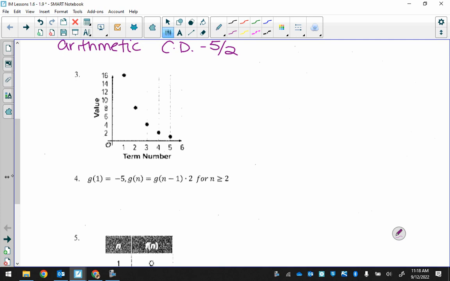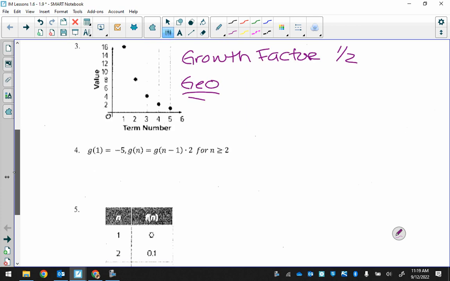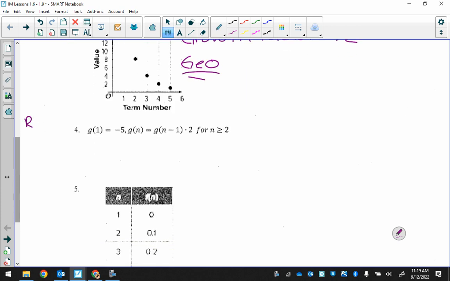Geometric. Yep. The growth factor is 1/2. Excellent. So we have our geometric here. Perfect. Okay. Number 4. This is the recursive rule.